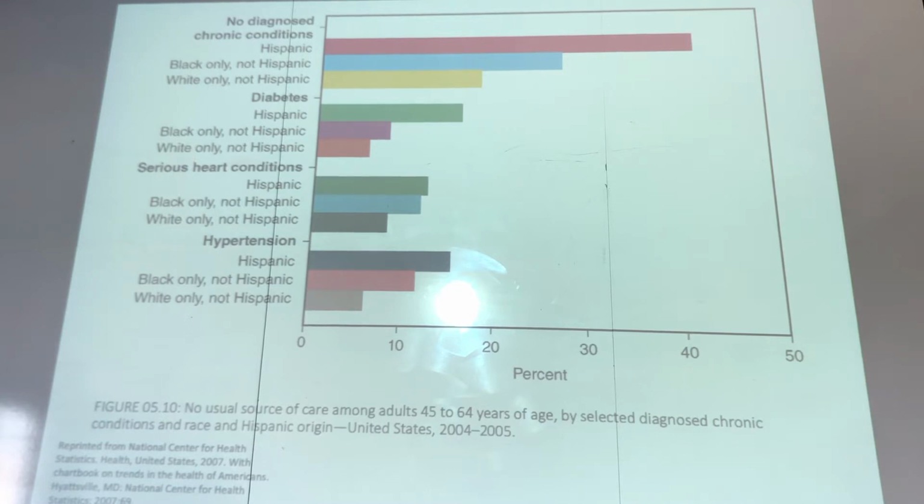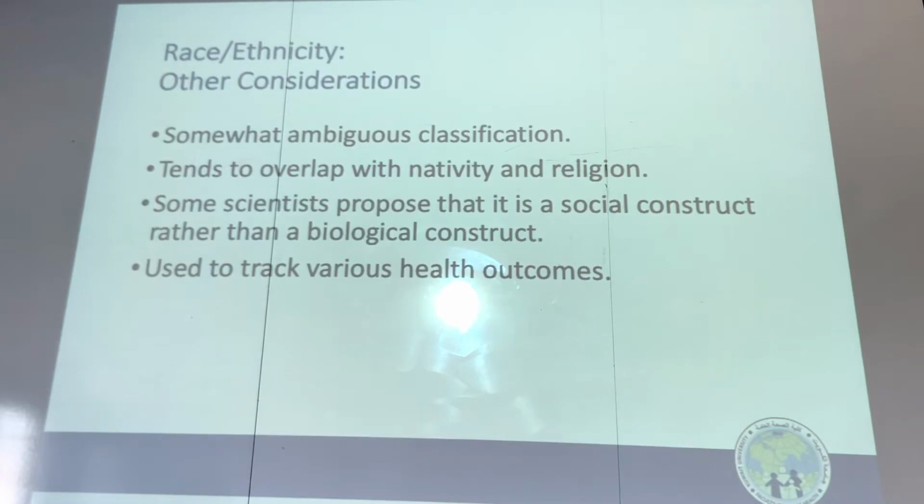Non-diagnosed chronic conditions: Hispanic, black not Hispanic, white only not Hispanic. The issue of undiagnosed chronic conditions tends to be in Hispanic and black people, who are usually poorer, and have more related to the United States. However, this is something maybe we should think about, and in future studies it tends to overlap with Indian religion. Some scientists propose that it is a social construct rather than a biological construct.